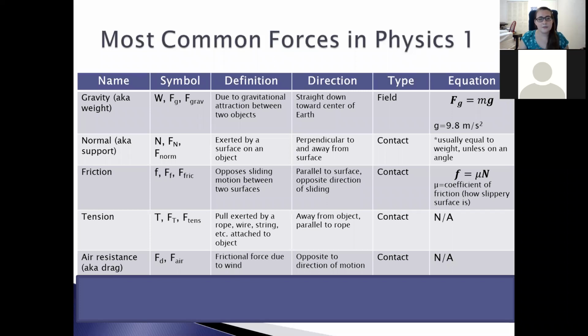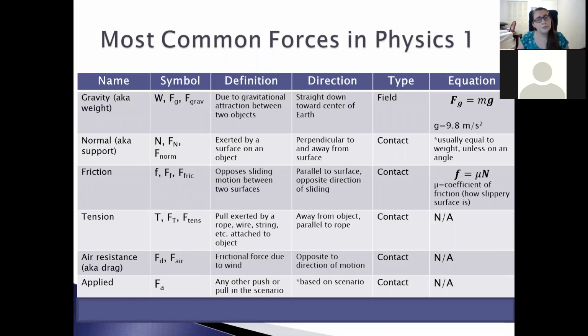Air resistance is another one, also called drag. So the symbol of it is Fd for drag or Fair for air resistance. It's basically another kind of friction, but it's just specifically due to wind. It acts, again, like friction, opposite to the direction of motion. It's a contact force, and there's not an equation that we will use for it in Physics 1. There are equations for it, but not that we will use in Physics 1.